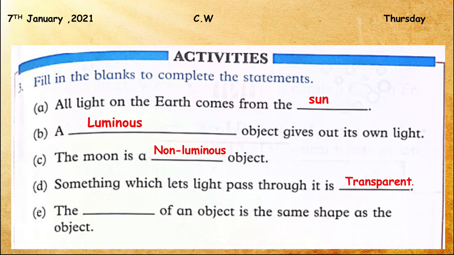The moon is a luminous object. No, the moon does not have its own light. So the moon is a non-luminous object. Something which lets light pass through, is it opaque? No. A transparent object is one through which light can pass. The shadow of an object is the same shape as the object.